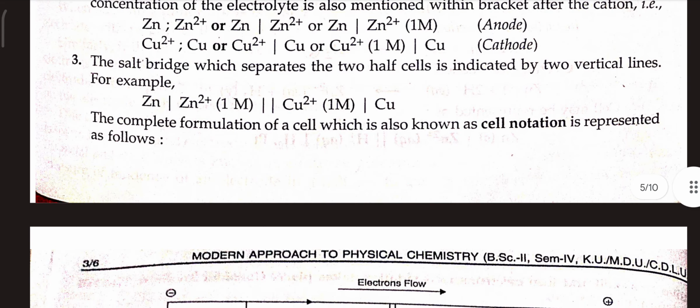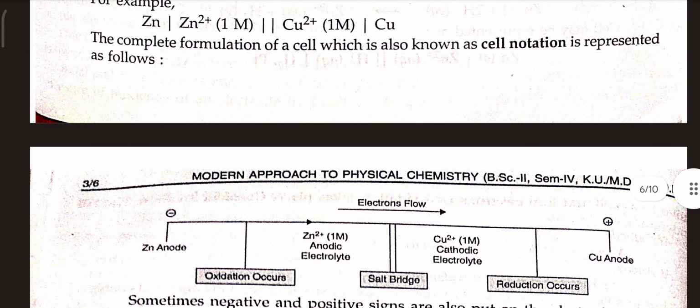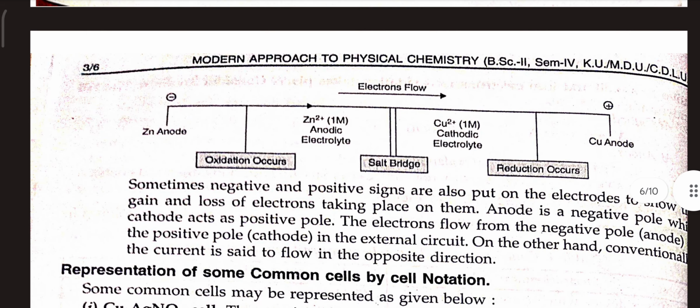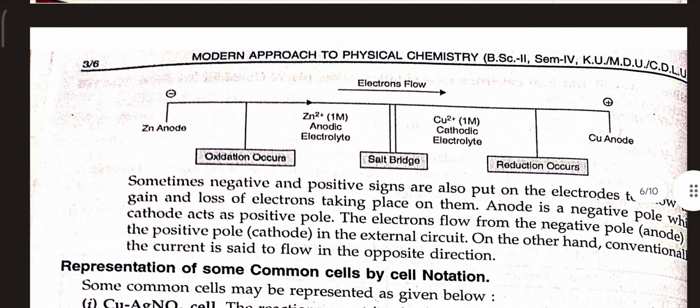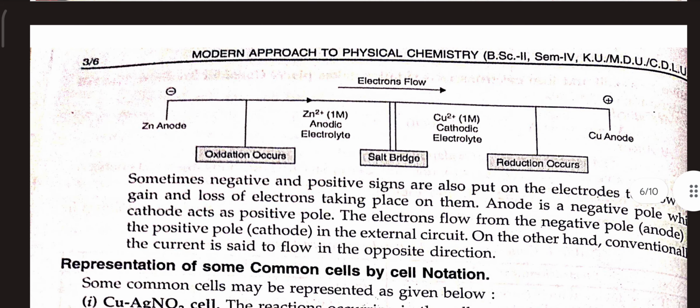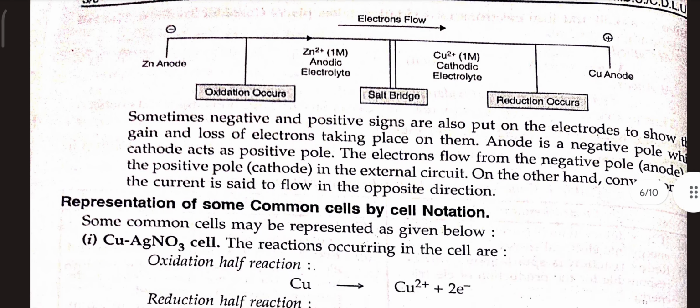The complete formulation of the cell, which is also known as cell notation, is represented as follows. Electrons flow. Zn anode, Zn2+ (1M) anodic electrolyte, salt bridge, Cu2+ (1M) cathodic electrolyte, Cu cathode. Oxidation occurs at the anode, reduction occurs at the cathode.